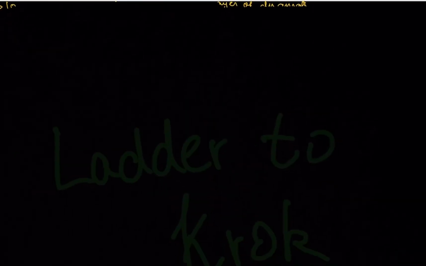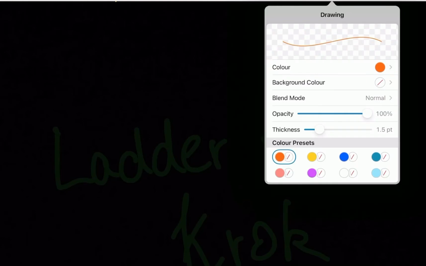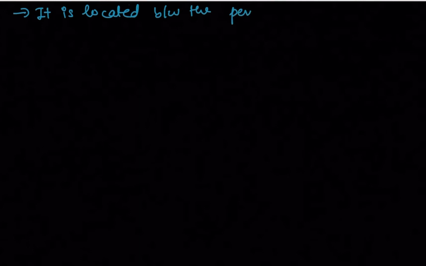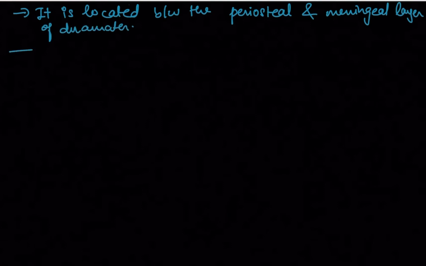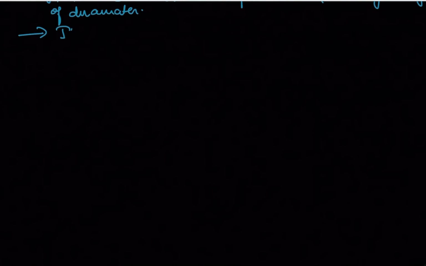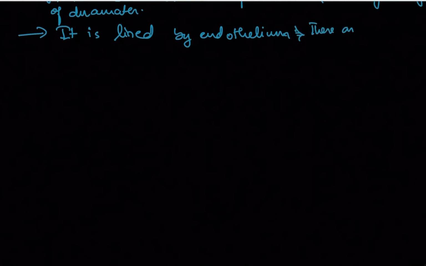Before moving on with the dural venous sinuses, there are things that you must remember. So let's know a few things about the dural venous sinuses in detail. The first is where it is located. I've already explained where it is located, but I'm repeating it again. It is located between the periosteal and meningeal layers of the dura mater. Okay, understood? Then it is lined by endothelium. You must remember that there are no valves and no muscles present in the wall.